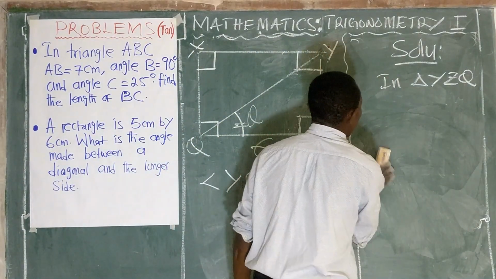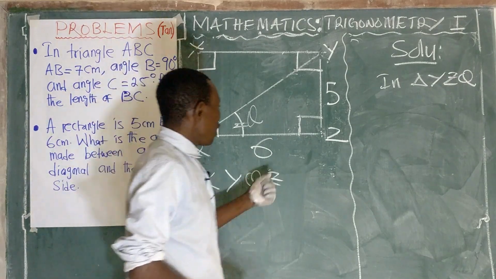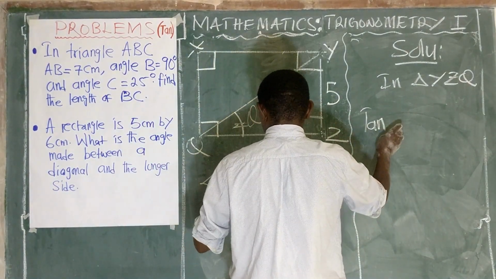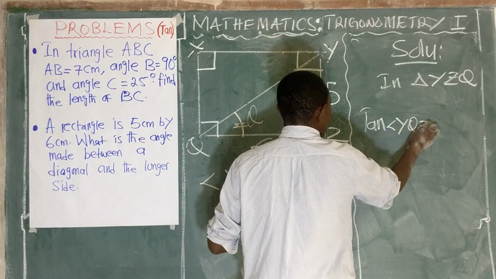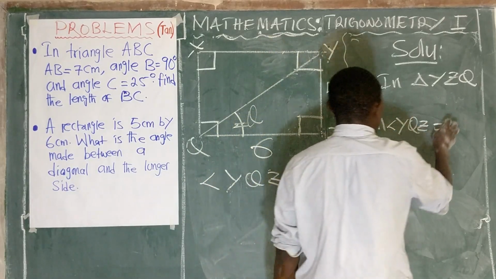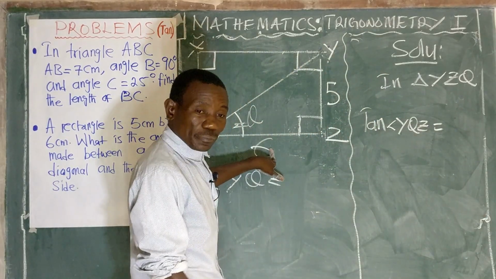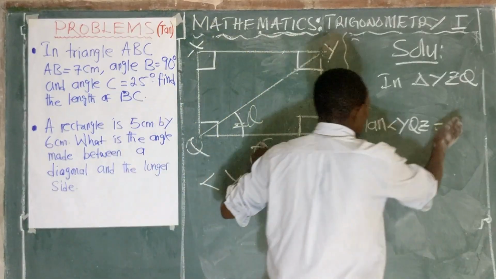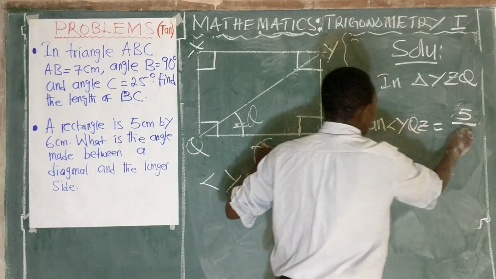The moment you have written that, in triangle YZQ, you have selected the triangle. Then say, tan of this angle here, the angle YQZ, is equal to opposite divided by, sorry, adjacent. So it is 5/6.